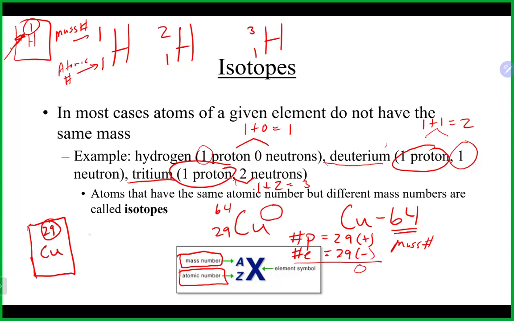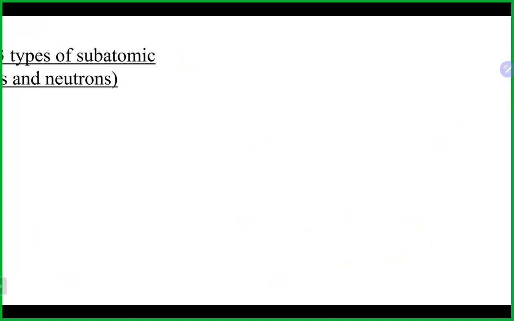To calculate my number of neutrons in this case, again, we're going to take our mass number, which is 64, minus our atomic number, which is 29. And that would tell us, in this particular case, 35 neutrons. Any questions on that one there? All right, then why don't we try some here, perhaps?